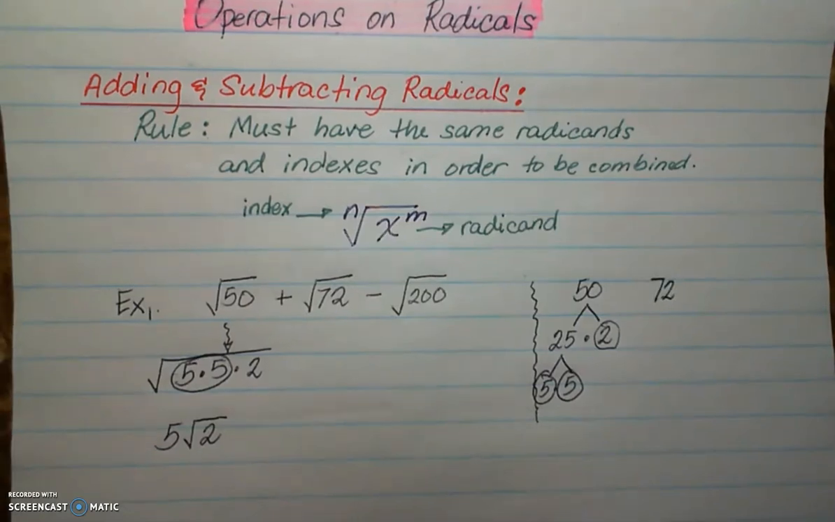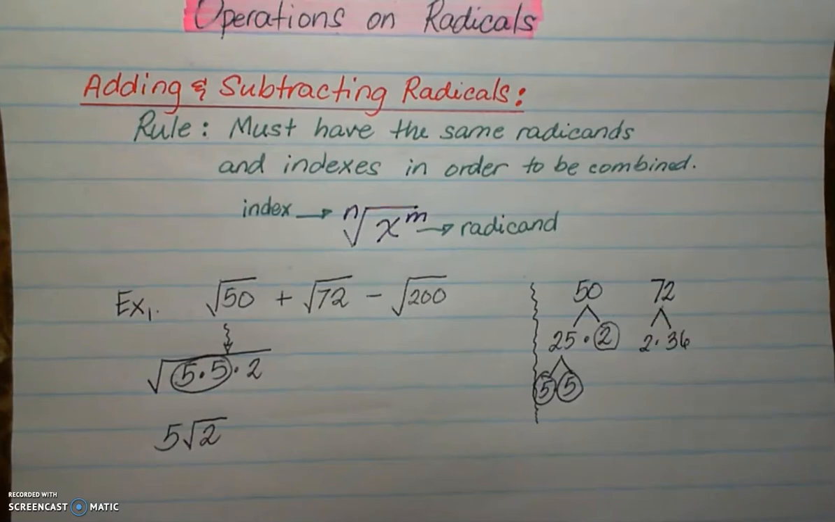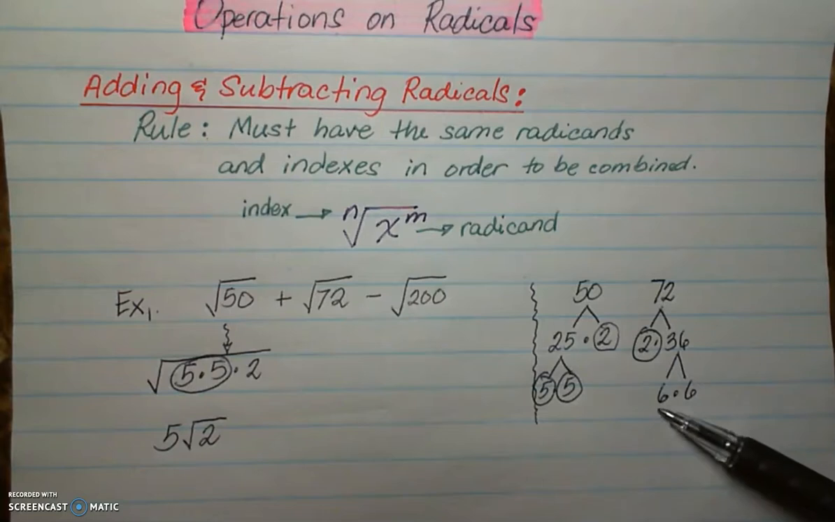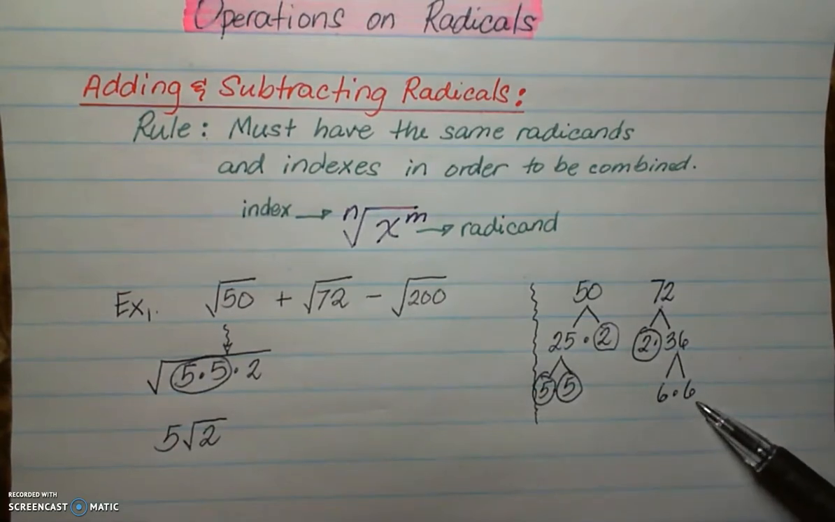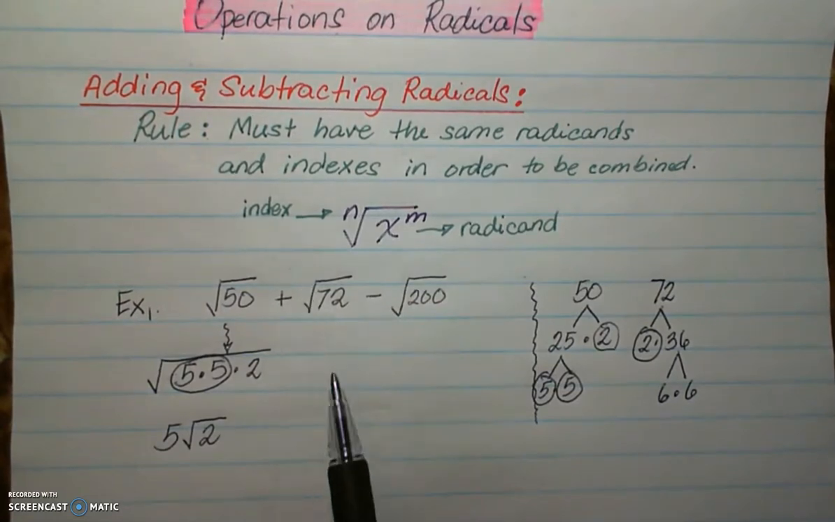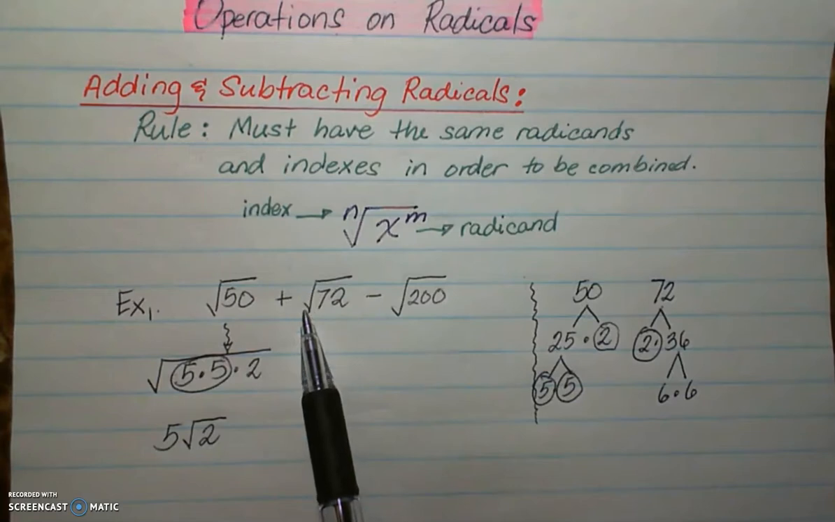All right, so let's work on 72 and get the prime factorization. 72 can be broken as 2 times 36, and circle the 2 because that's already prime. And 36 is now going to be 6 times 6. Now we can do the shortcut here, and I can already take this out because that is already a pair. And what we're looking for, as I said, is an index of 2. We are not required to put it, it is understood to be a 2 if you don't see any number there.